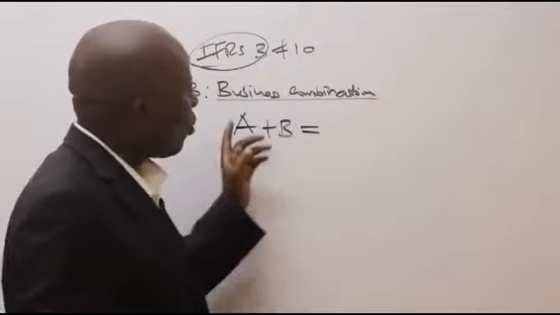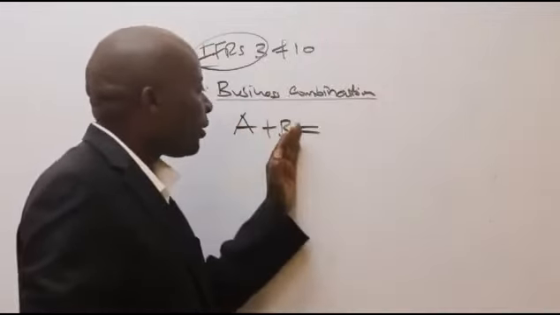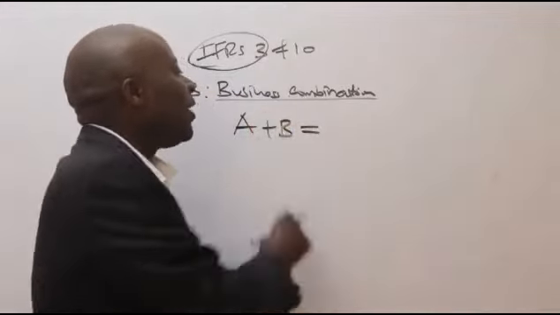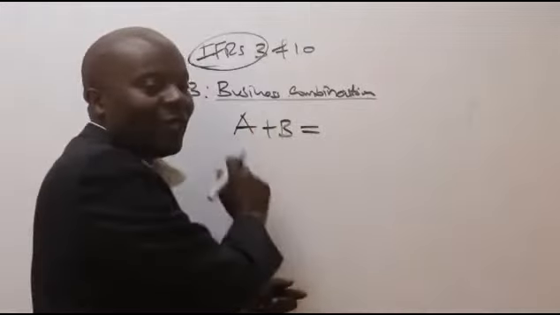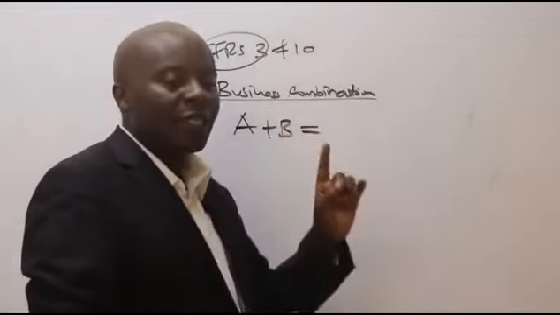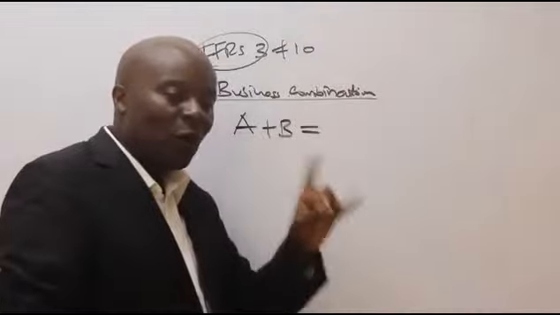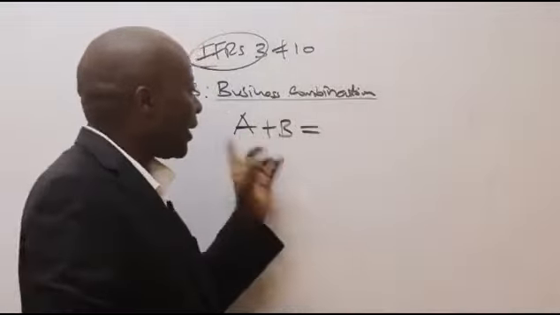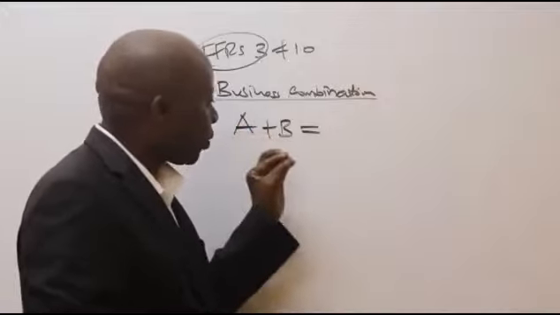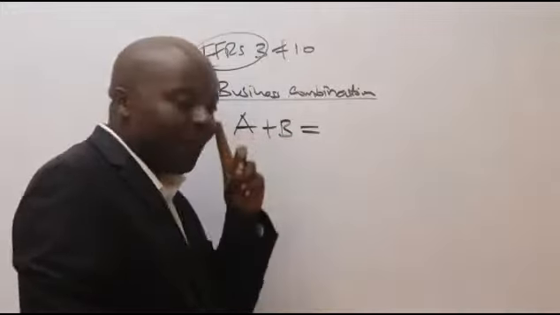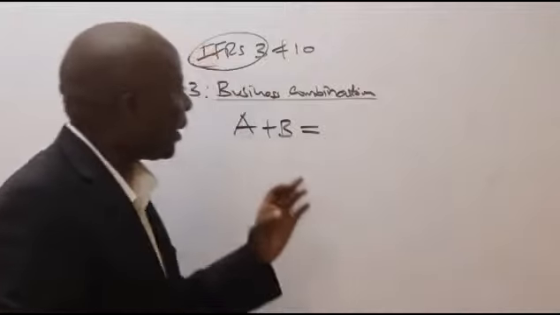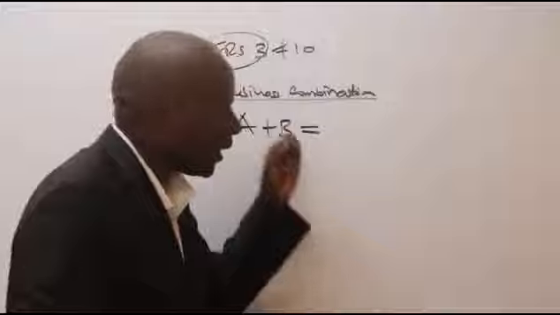So if A acquires B, and B happens not to be in business at the moment, then there is no way you will consolidate the financial statements of the two companies as per IFRS 3, which tells us that we can only do group accounting when the companies involved in the acquisition are both in business, both doing business.